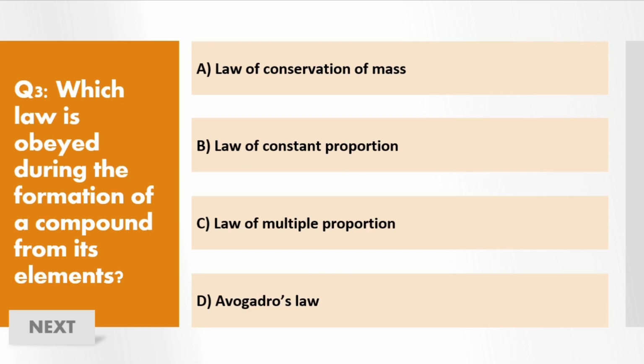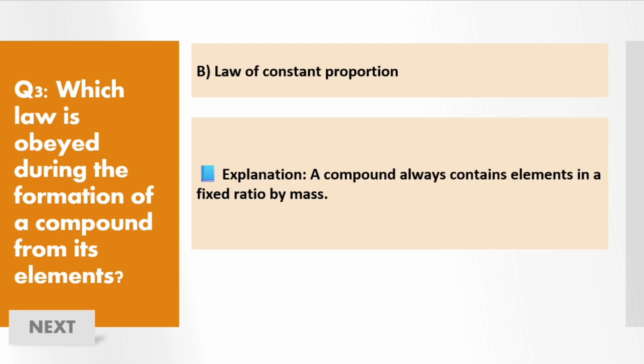Q3. Which law is obeyed during the formation of a compound from its elements? A. Law of conservation of mass. B. Law of constant proportion. C. Law of multiple proportion. D. Avogadro's law. Correct answer: B. Law of constant proportion. Explanation: A compound always contains elements in a fixed ratio by mass.